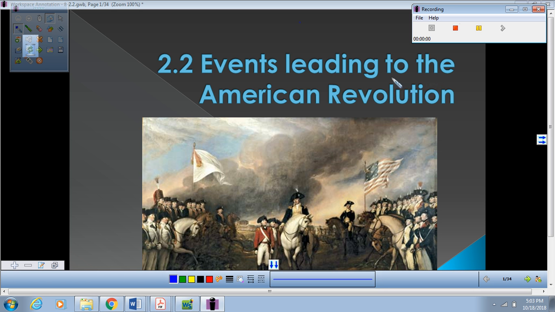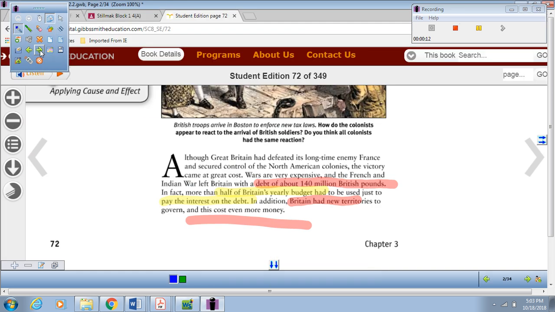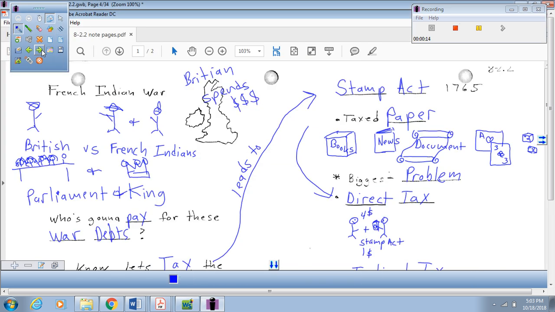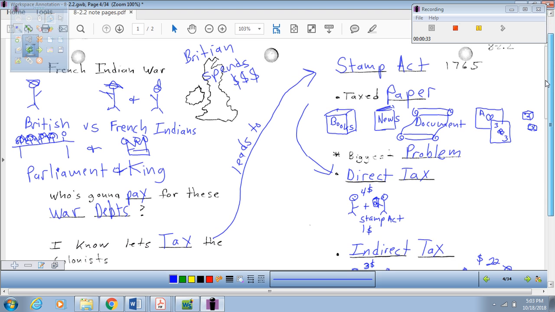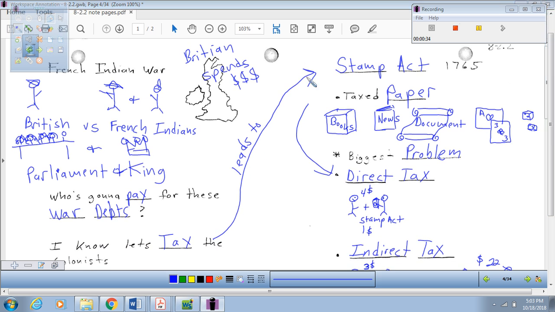In this lesson, we are going to continue to learn about the events that led to the American Revolution. In the previous lesson, we learned that the French-Indian War led to tremendous debt for Great Britain. And in order to recover these debts, they decide to tax the colonists. And the first of these taxes was the Stamp Act.